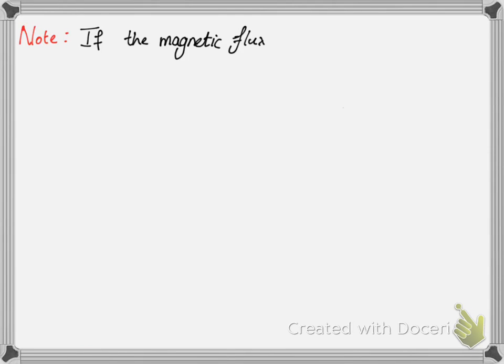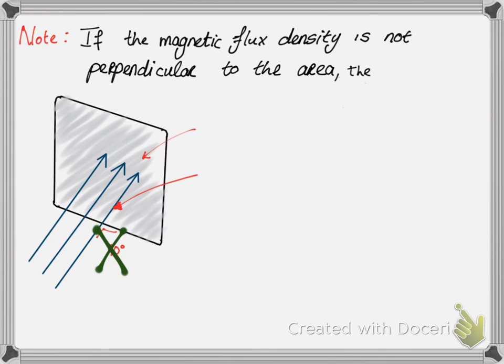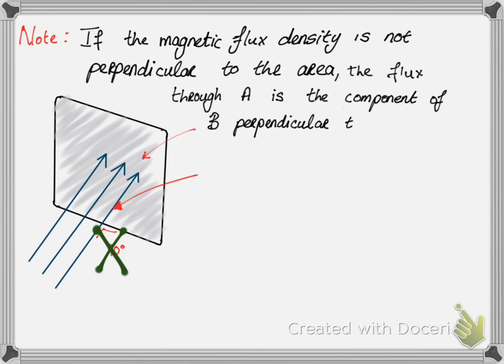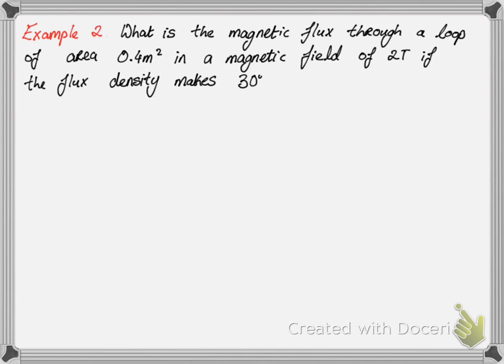Note, if the magnetic flux density is not perpendicular to the area, so if these lines coming in are not equal to 90 degrees, the flux through A is the component of B perpendicular to A multiplied by the area. Okay, this sounds a lot more complicated than it is, so we're going to give an example. What is the magnetic flux through a loop of area 0.4 meters squared in a magnetic field of 2 Tesla if the flux density makes 30 degrees with the loop? So this time we have an angle here.